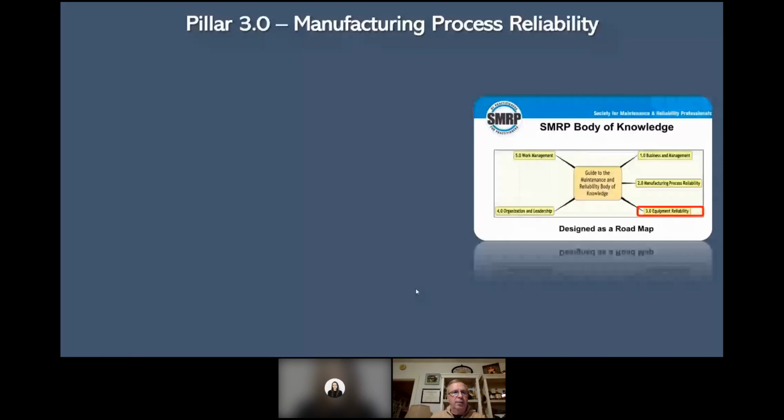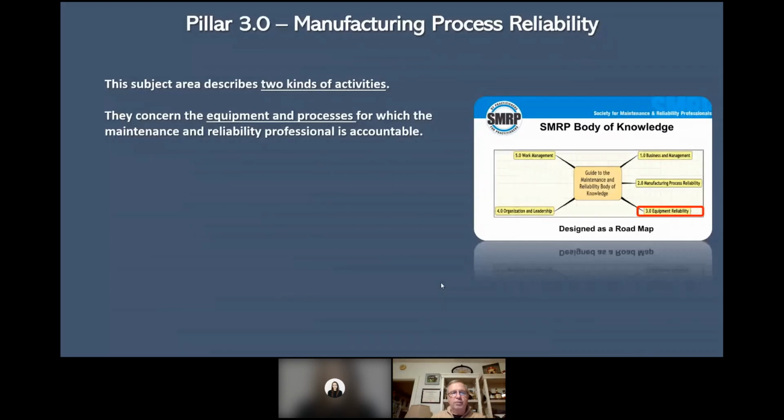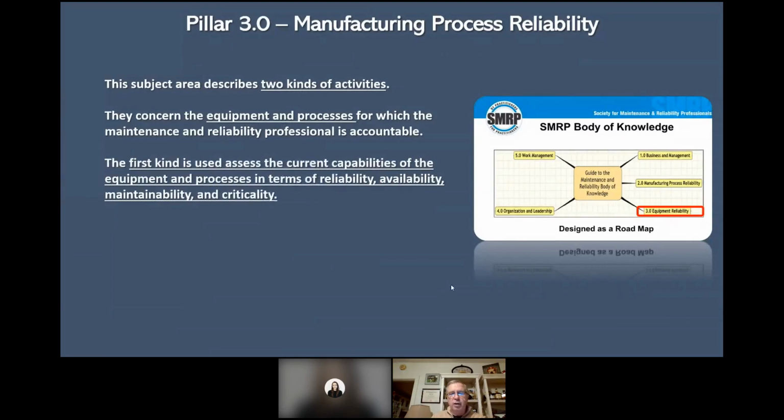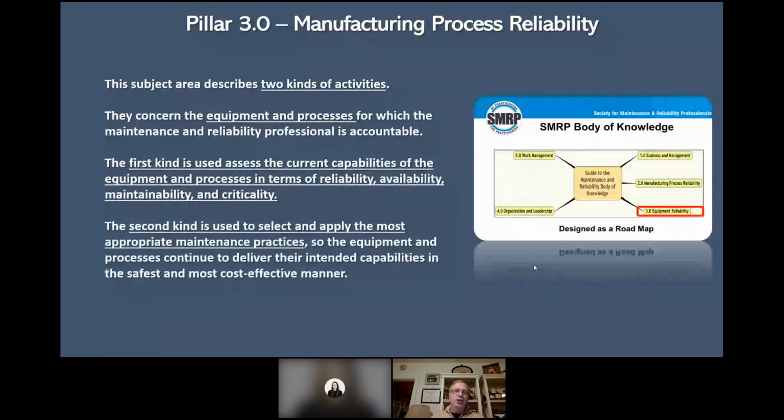So, manufacturing process reliability. The subject area describes two activities. They concern the equipment and processes for which the maintenance and reliability professional is accountable. The first kind is used to assess the current capabilities of equipment and process in terms of reliability, availability, maintainability, and criticality. It's surprising to me how many companies don't even have criticality. It's amazing. So asset criticality, defect severity, how do you plan and schedule if you don't have that effectively? I don't know. The second kind is used to select and apply the most appropriate maintenance practices, so the equipment and processes continue to deliver their intended capabilities in the safest and most cost-effective manner.